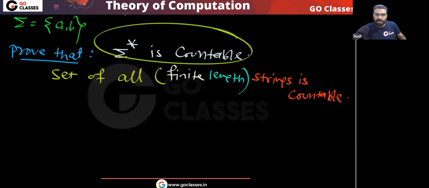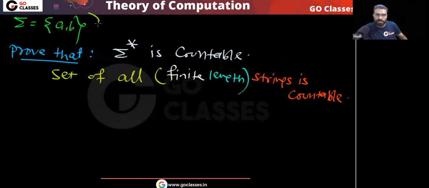Sigma star is countable. If your sigma is a, b, then what is sigma star? Sigma star will be the set of all binary strings, because your sigma is a, b. And the set of all binary strings is countable. Can you prove it? Let's prove it.